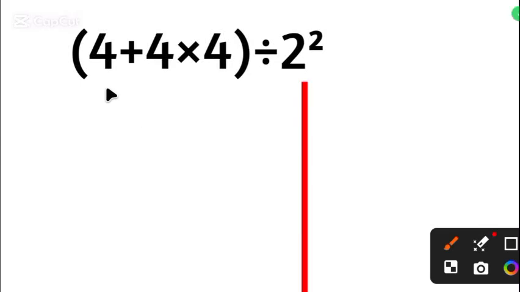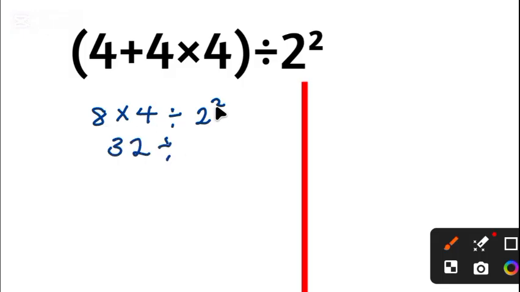Hey, this equation looks simple, right? So let's solve it very fast. 4 plus 4, 8 times 4, divide by 2 to the power of 2. 8 times 4 is 32. Divide by 2 to the power of 2, meaning 2 times 2, that gives us 4. 32 divided by 4 is equal to 8.